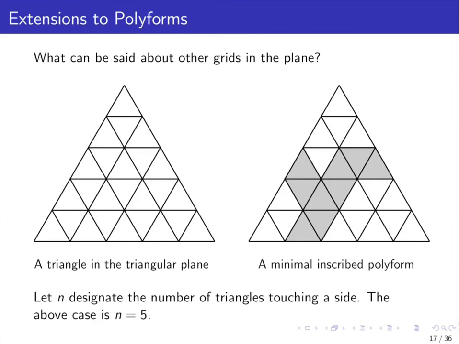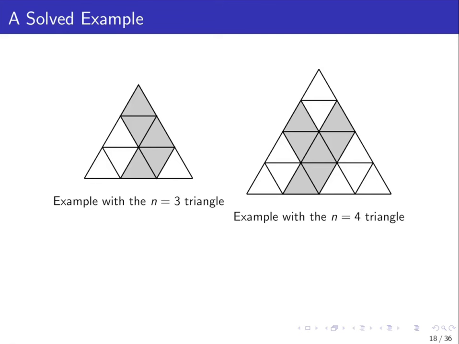Here we can see a triangle in the triangular plane, and then we can see a minimal inscribed polyform in that triangle. One last thing to add is we need a sense of scale for the triangle, like how we had a width and a height for the rectangular grid. So we'll let n designate the number of triangles touching a side. In the above case we can see n equals 5, because we see that 5 triangles touch the bottom side here. So here are some examples of polyforms in different sized triangles. So we see an example in the n is 3 triangle and the n is 4 triangle.